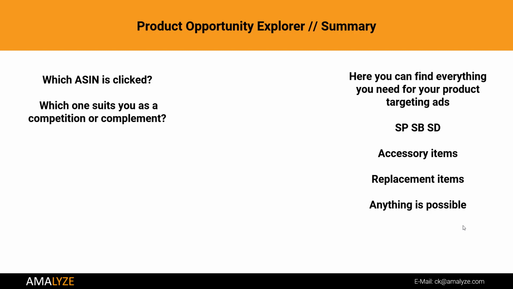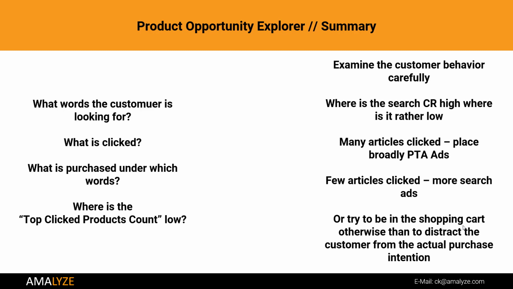Then you have to find out with your whole portfolio if you're an accessory or replacement. You can really find anything. And please understand that product targeting ads are the only ad type that is working in all three ad formats: sponsored products, sponsored brands, sponsored display ads. So that could be really, really cool. In combination, as I said, with the AMALYZE extension and the ASIN extractor, you can just click on the ASIN that is most clicked, and the ASIN extractor will extract all ASINs from that product, especially when it's a variation, and you can directly start with your ads.